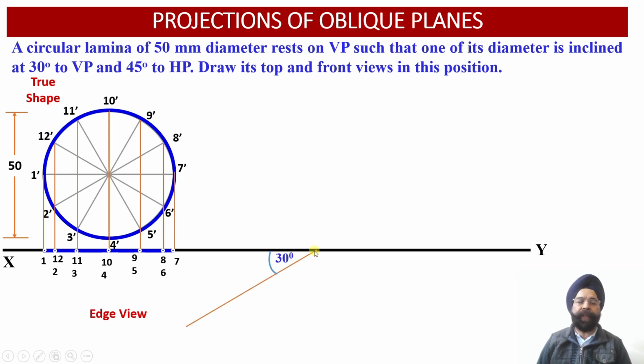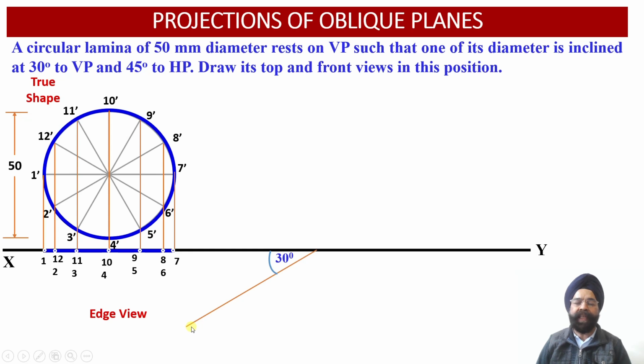Now we have to obtain the rotation of this edge view at an angle of 30 degree. Why? Because we know that this diagonal 1, 7 is inclined at an angle of 30 degree to the vertical plane. So now we have to reorient this edge view that we have just obtained in the top view into the orientation of 30 degree with respect to the vertical plane.